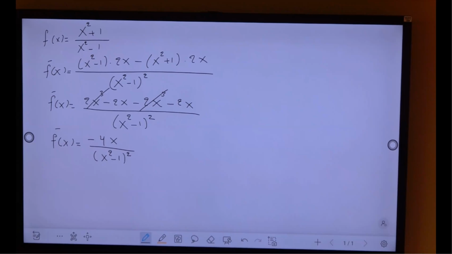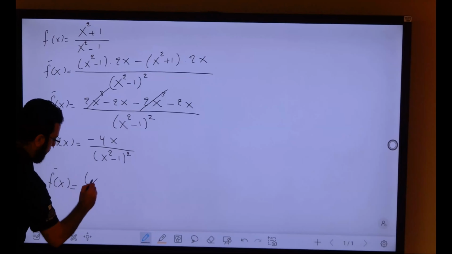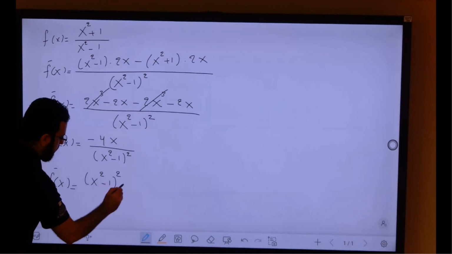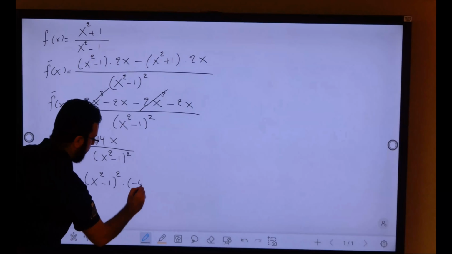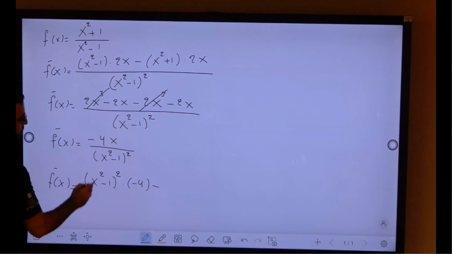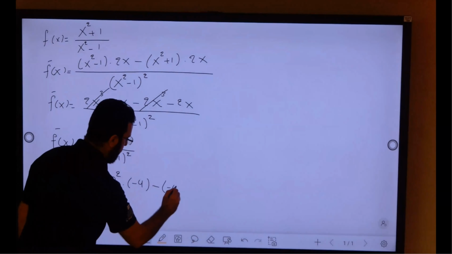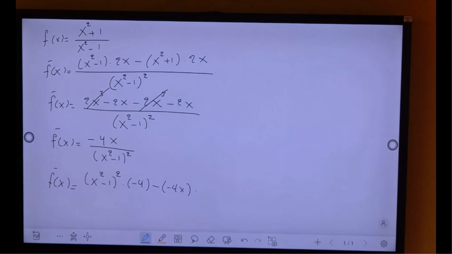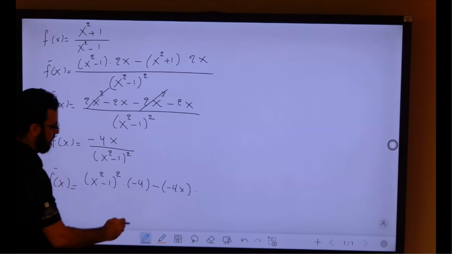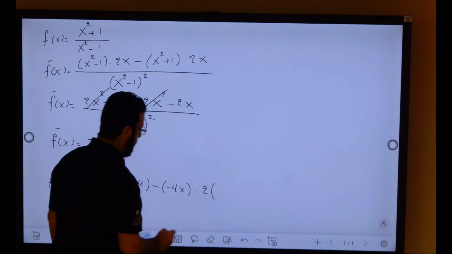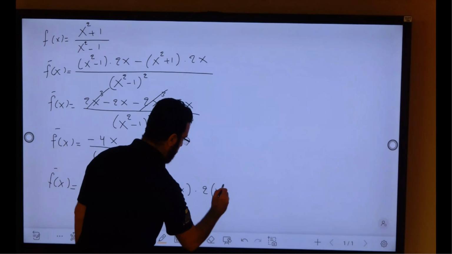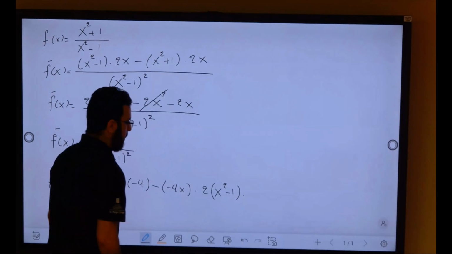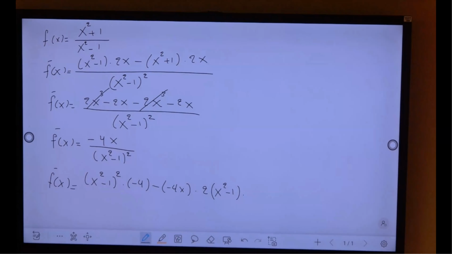Long steps. Second derivative is going to be the bottom part times the derivative of the top, which is -4, minus the top part times the derivative of the bottom part, which is what? 2, the chain rule, x squared minus 1 times 2x.